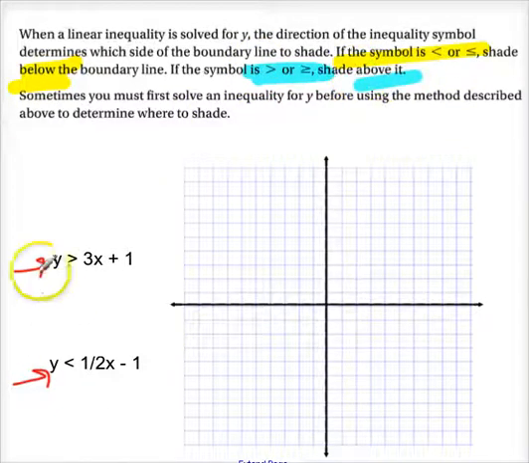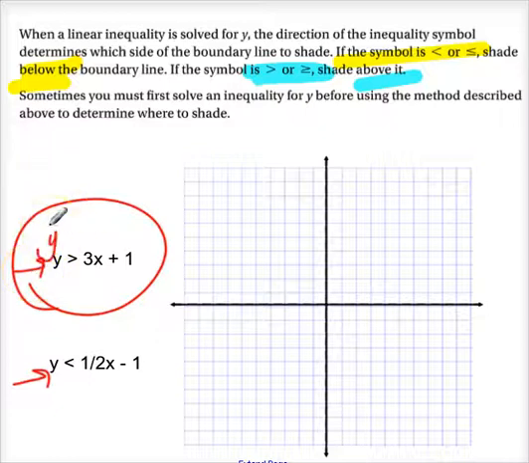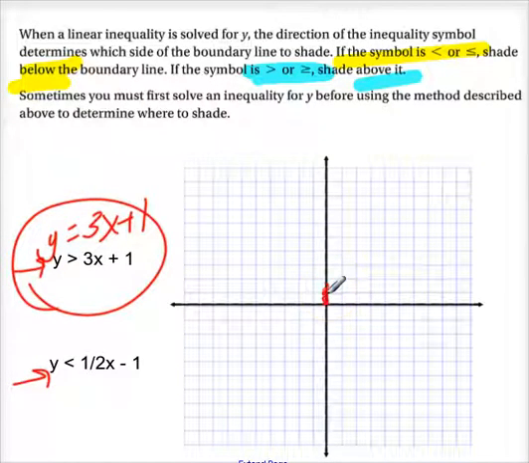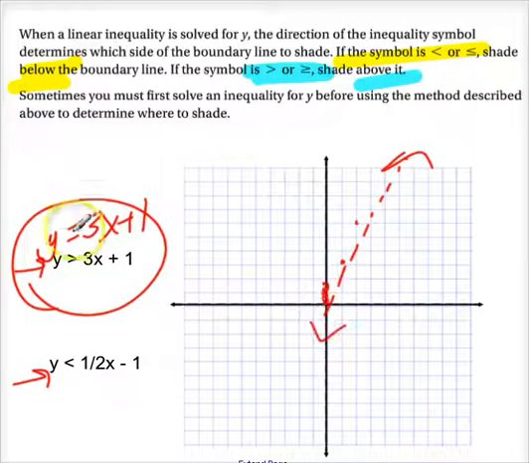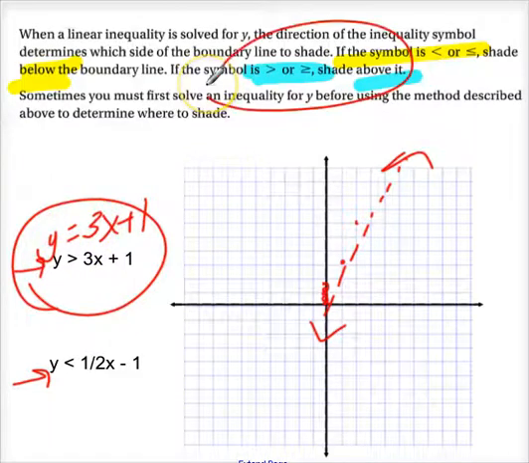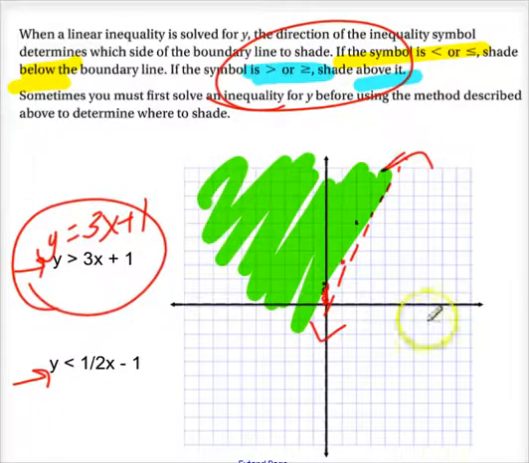Here's what I mean. If I graph this one, I'm going to look at it as an equation. Y equals 3x plus 1. Y-intercept of 1, up 3, over 1. It's a greater than sign, so it's going to be a dashed line. And since it's a greater than symbol, I'm going to shade everything above the line. This over here would have been below, but here's my above.